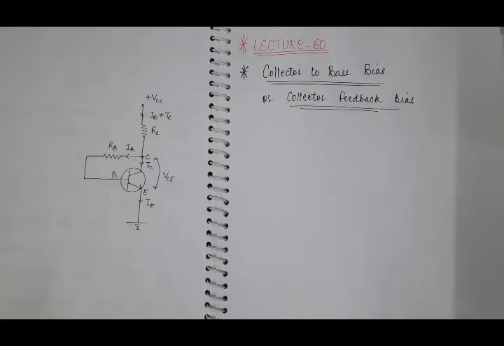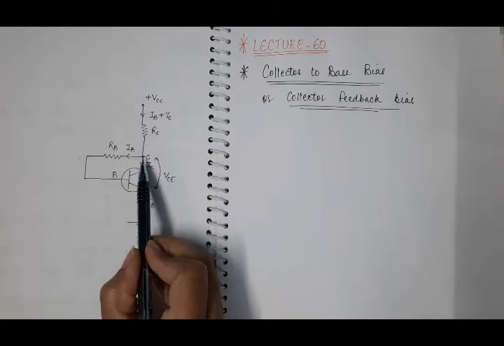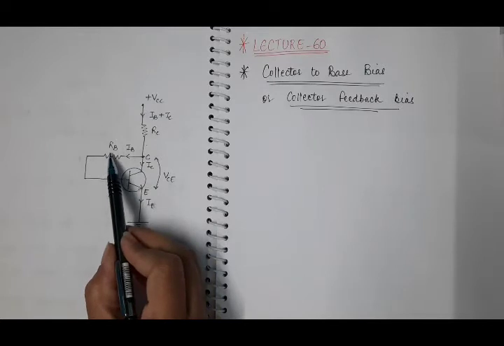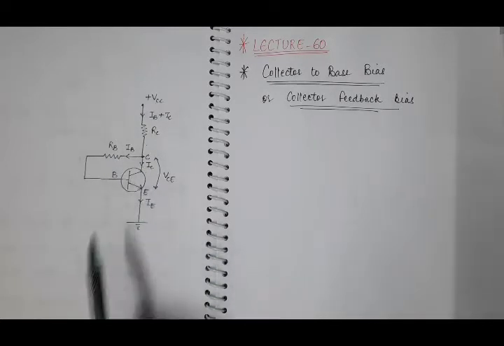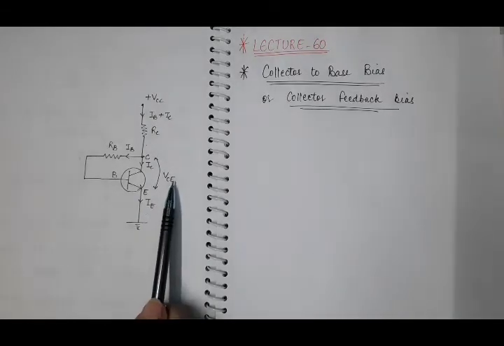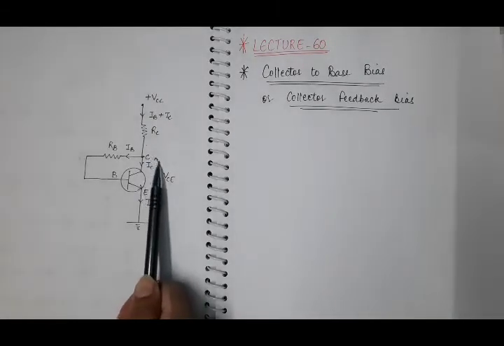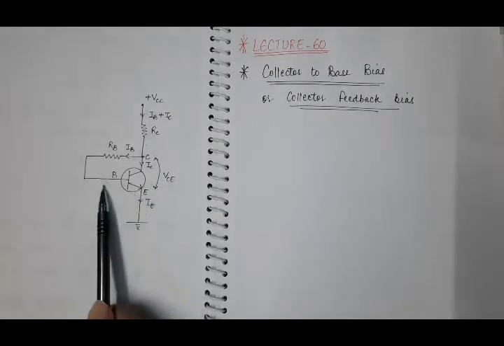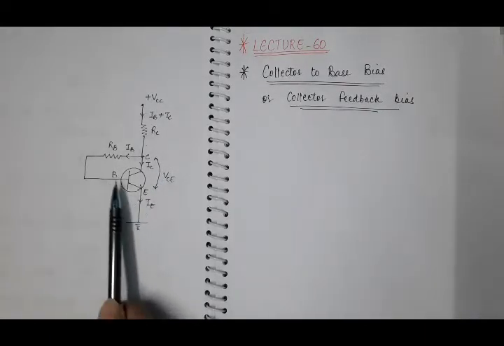Now the current across RC will be the sum of base current and collector current. At this point, according to Kirchhoff's current law, KCL, IB will flow through base resistor RB and IC will flow through the collector. IE is the emitter current, which is equal to the sum of IB and IC. VCE is the output voltage across the collector emitter terminal. In the same way, there will be voltage VBE across the base emitter terminal.